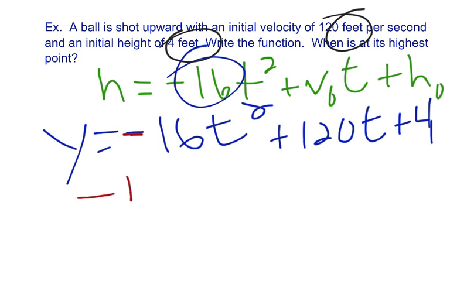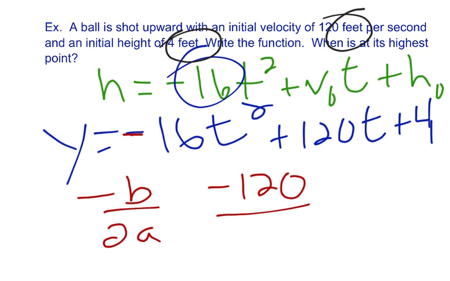So I'm going to do negative b over 2a to figure out when it's at its highest. So negative b, which would be negative 120 feet, okay, over 2 times negative 16, which is negative 32. And so that would give you when it's at its highest. I don't have a calculator on me here, but that's going to be about 3.9 seconds here.